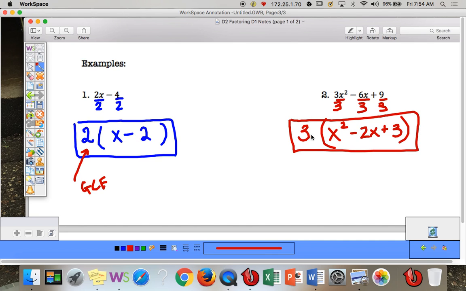So here are two factors of this trinomial. And again, the greatest common factor would be the 3 here. So greatest common factor, what's the biggest number we can divide all of the terms by?